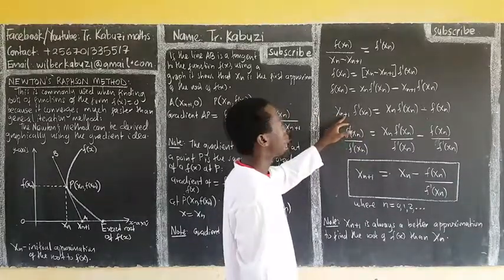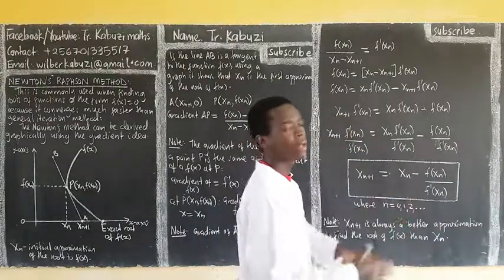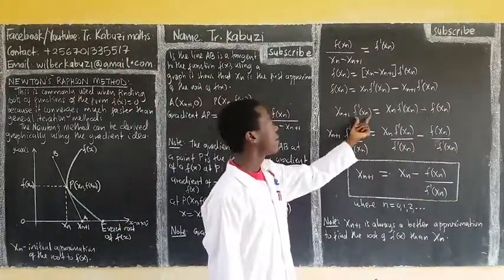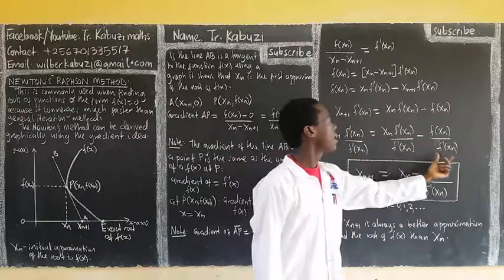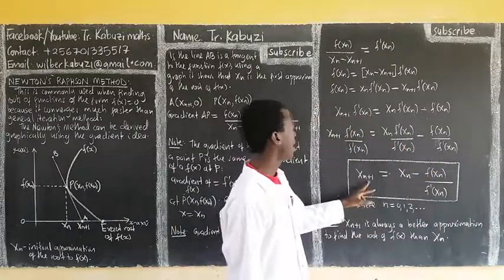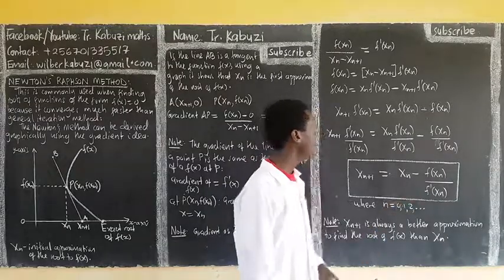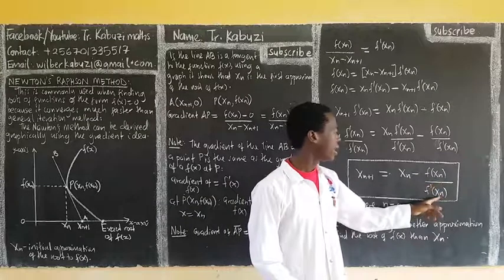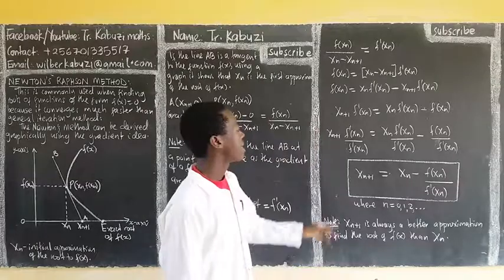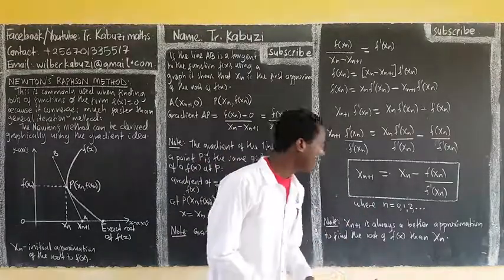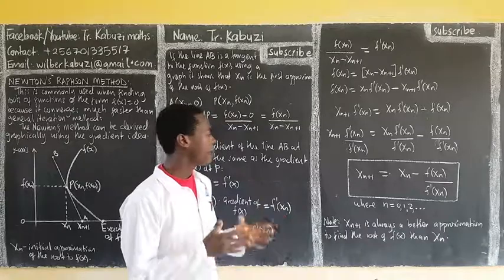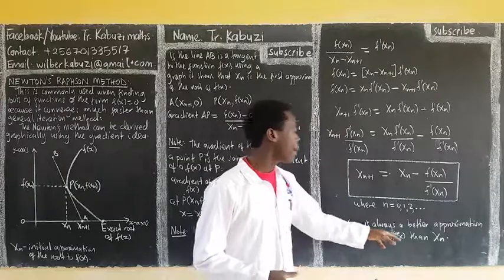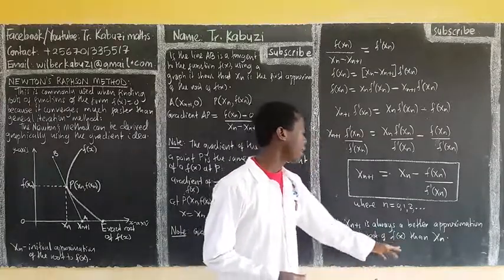Now we want to know this better root always, the one next to the exact root. We want to make it the subject. So I divide this by this, and this will cancel. So I am left with xn plus 1 equal to xn minus the function of xn, putting in that root, over the derivative of that function. This is what we call the Newton-Raphson formula for approximating roots of equations. And you also know that xn plus 1 is always a better approximation to find the root of f of x than xn.